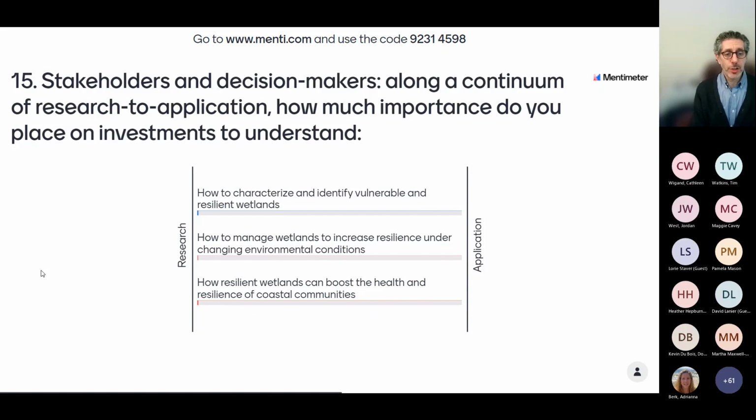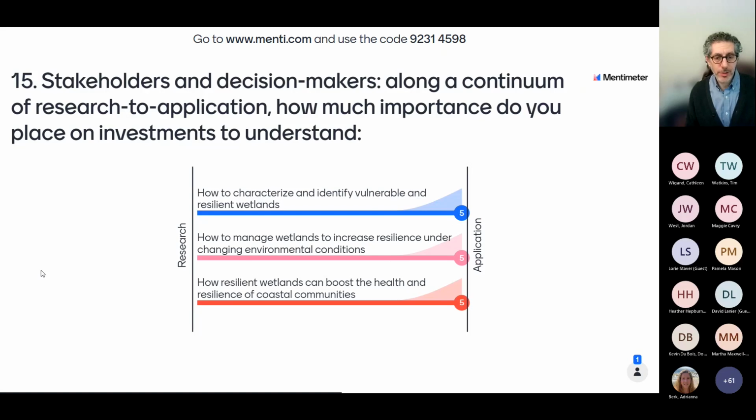And again, this is for decision makers and stakeholders. Same question. If you're an expert, you may also consider yourself a stakeholder and decision maker, and you can answer this one as well. Give you a few seconds to get started on that.